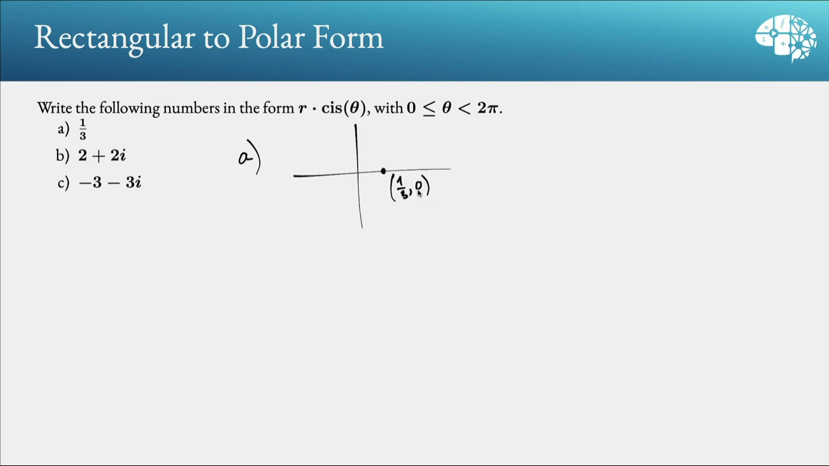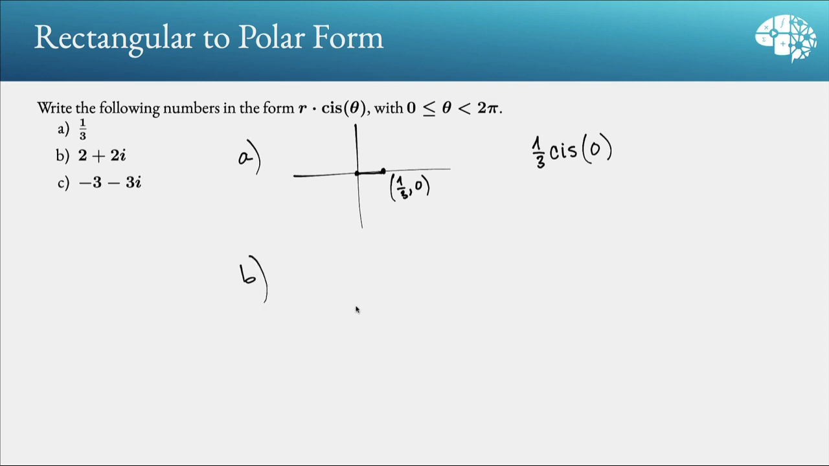Now to write this in my polar form, r is the distance from my point to the origin, and that of course is 1/3. So I'm going to have 1/3, and then it's the CIS, and then of course the angle there, which I can see is an angle of 0.